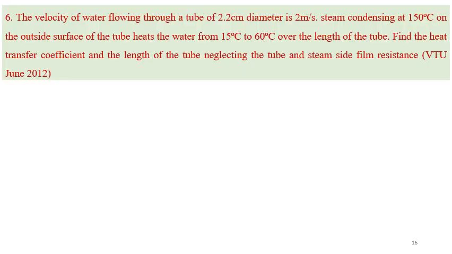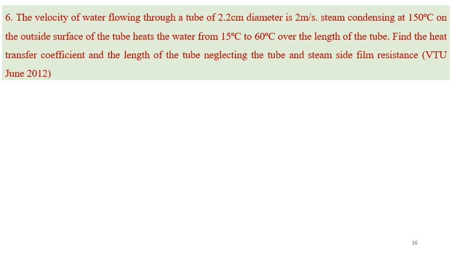We will solve the next type of problem. In this problem, they gave the velocity of water flowing through a tube of 2.2 centimeter diameter as 2 meter per second. Steam is condensing at 150 degrees centigrade on the outside surface of the tube, which heats the water from 15 degrees centigrade to 60 degrees centigrade over the length of the tube. Find the heat transfer coefficient and the length of the tube, neglecting the tube and steam side film resistance. This question was asked in the VTU June 2012 question paper.